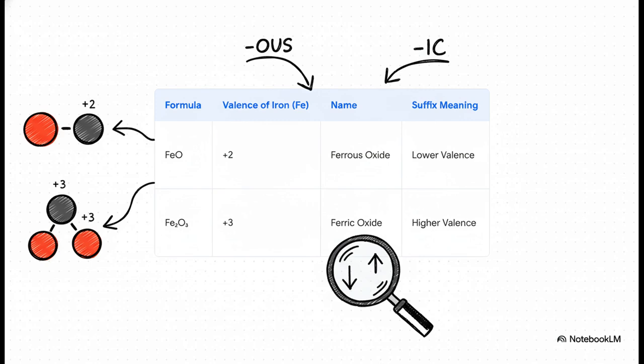Let's take iron. It can have two different valences. When it's using its lower bonding power, a +2, we call it ferrous oxide. But when it's using its higher power, a +3, it's ferric oxide. See that? -ous for lower and -ic for higher. Tuck that little rule away, because you're definitely going to see it pop up again.